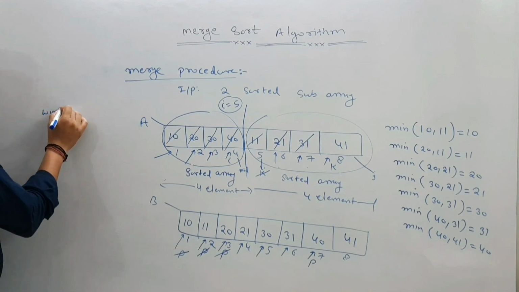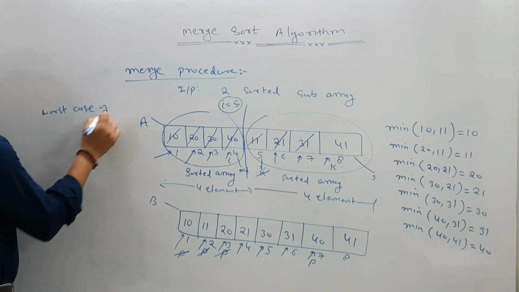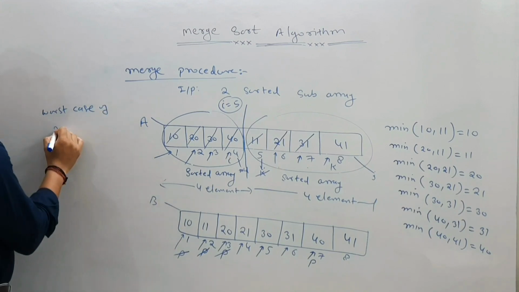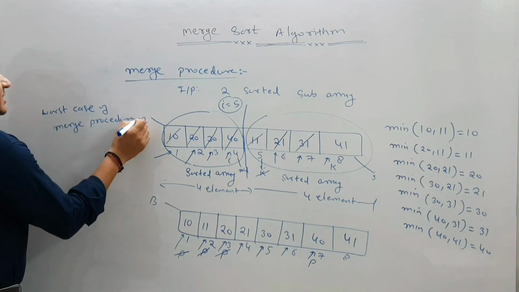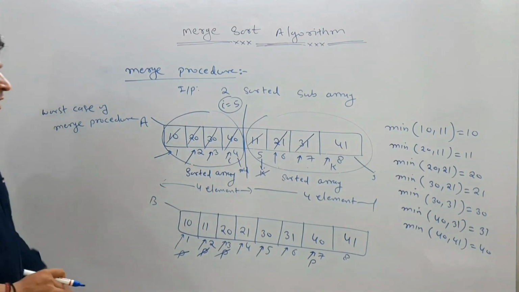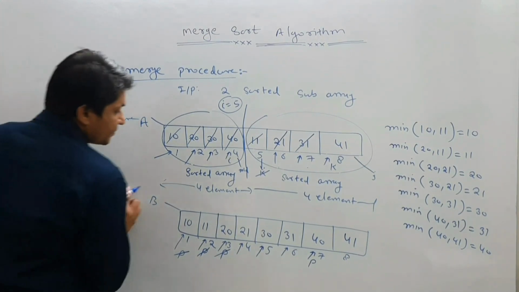Worst case of merge procedure. Merge procedure means in worst case we have taken 7 comparisons. So let me generalize this.